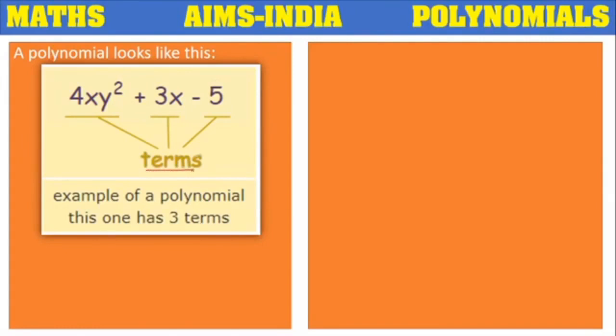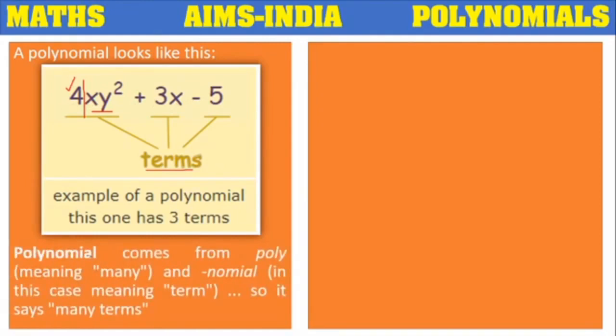We know the meaning of term actually. Term means it's a combination of two parts. Here 4 is the numerical part, or we call it the coefficient, and xy square is the variable part. A combination of numerical part and variable part is called a term. Like this, in the given expression, we have three terms, and the combination of terms combined by symbols like addition, subtraction, or product is called a polynomial.